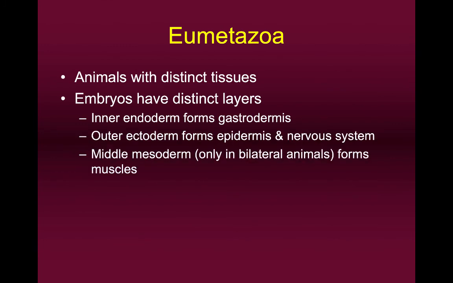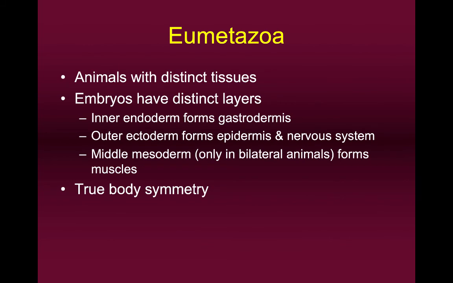For example, we talked about these in the last section, but the endoderm forms the digestive tract, the ectoderm forms the epidermis and the nervous system, the mesoderm forms muscles and connective tissue and those kinds of things. So these embryonic layers are also unique to the metazoans, and it's not surprising because the metazoans have specialized tissues that have to originate somewhere, so it makes sense that the embryo would also have some fairly distinct layers.